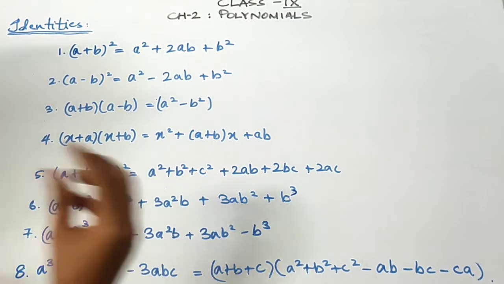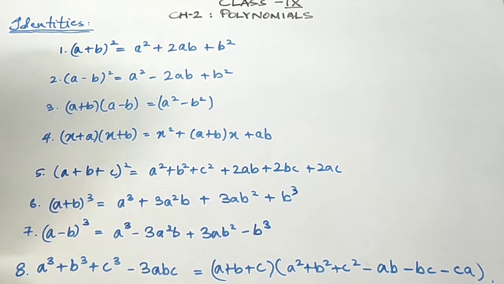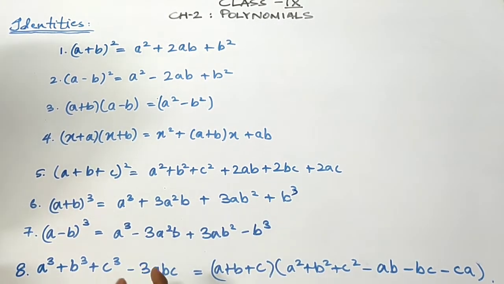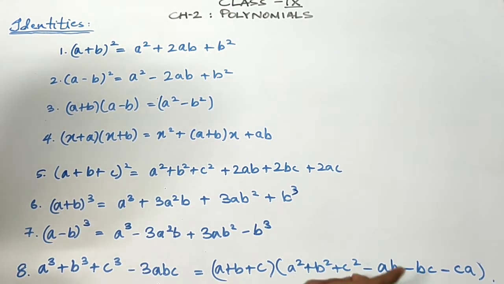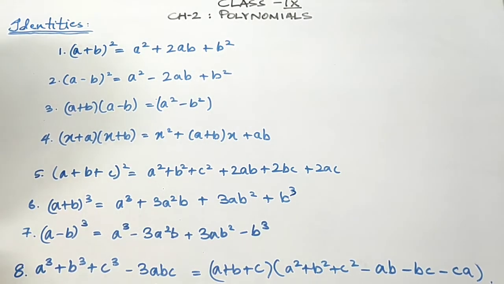Now coming to the 8th identity, which would be a cube plus b cube plus c cube minus 3abc. This is the left hand side of this identity. Now the right hand side is a pretty lengthy one, but it is easier to remember. The right hand side is a plus b plus c into a square plus b square plus c square minus ab minus bc minus ca. Well, this is easier to say, right?